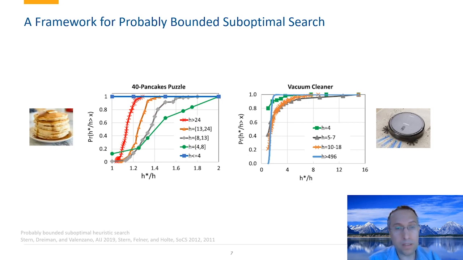What is important is that we use these statistics to identify when a solution is probably bounded-suboptimal. But wait, I didn't explain how we do this. How do we use these statistics to identify when the anytime search in the framework we've seen before can stop?